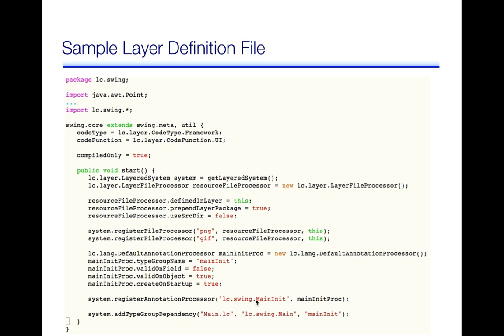The main init annotation is defined here as well. It adds any class that's marked with main init into a type group called main init. That's then available to the code templates for the LC Swing main. Those code templates simply access those objects after the application is started.